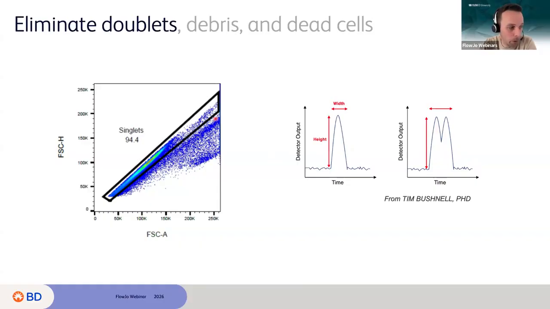So that's why we plot area versus height or height versus width. If you plot height versus width, height can increase, but the width cannot. If you plot area versus height, you're going to select the diagonal. Everything that's not in the diagonal that has more area than height is going to be a doublet.